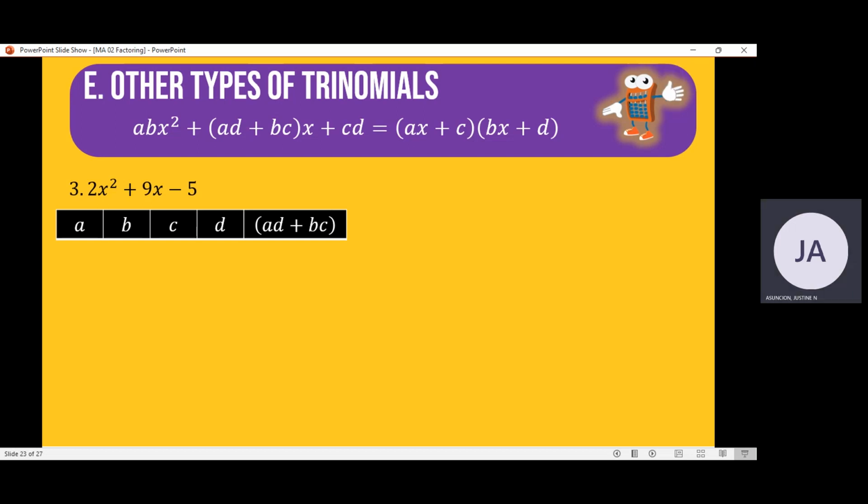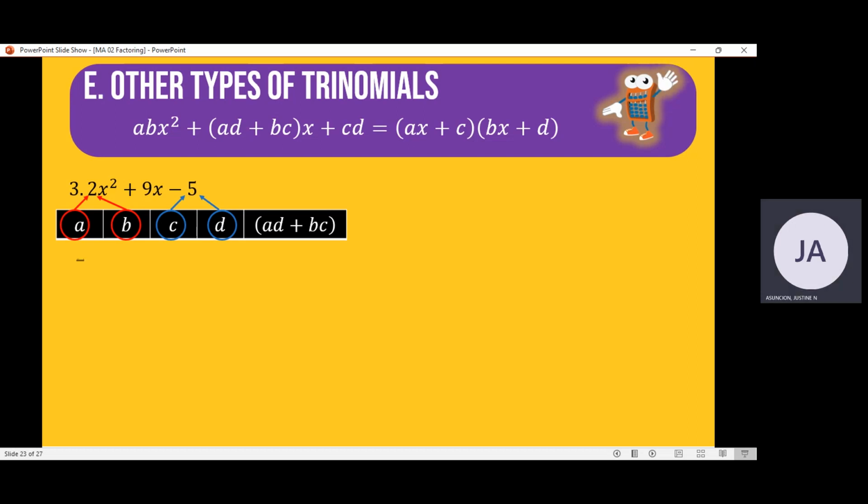Okay, so as you can see here, the factors of the first term are A and B. And then the factors of the last term are C and D. Okay, so again, observe that A and B are the factors of the first term coefficient. And then for the last term, we have C and D.